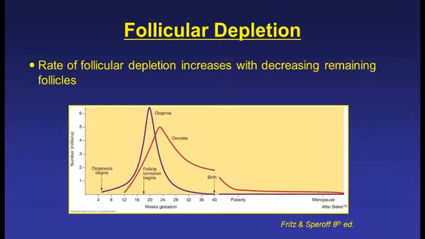From birth to about puberty, that decline isn't so severe. But then from puberty to menopause, again, it just kind of declines. And so the bottom line is, as we age, the rate of that decline goes faster and faster and faster.